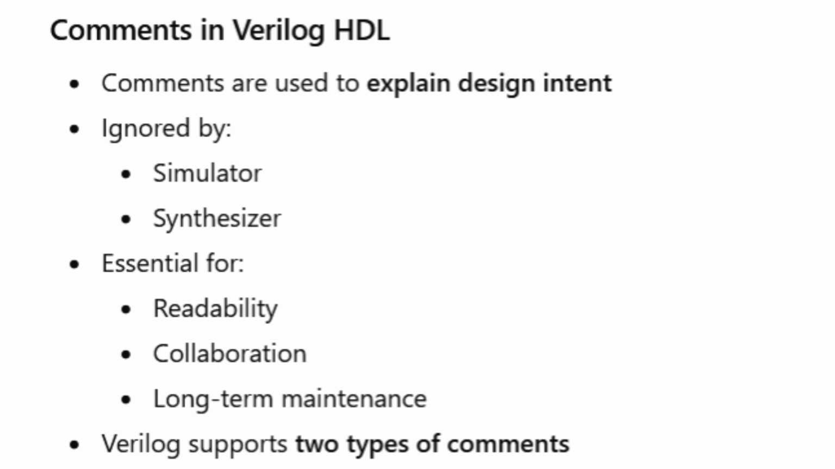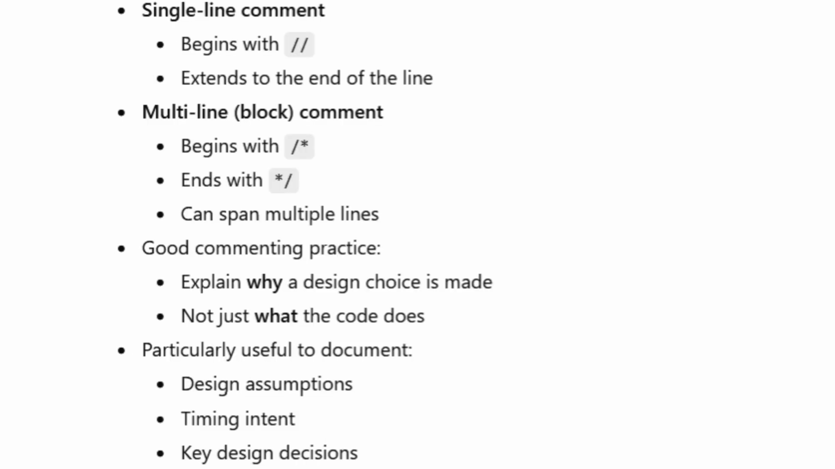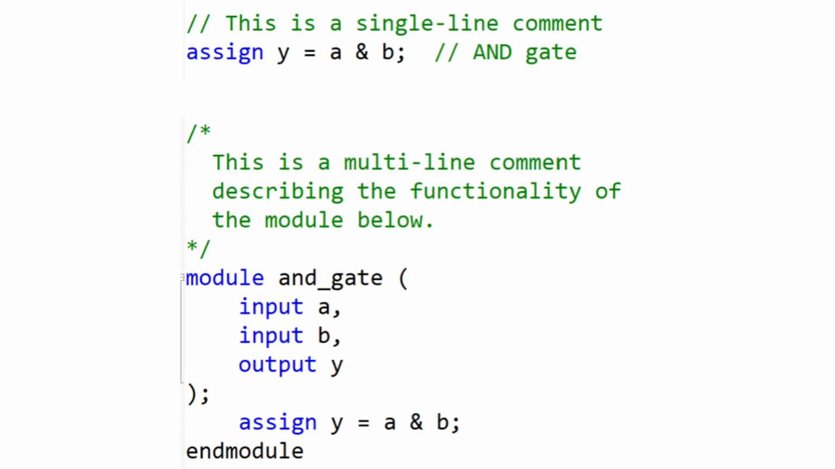Verilog supports two types of comments. The first is the single-line comment, which begins with two forward slashes. Everything after these slashes, until the end of the line, is treated as a comment. Then, the second is the multi-line or block comment, which starts with a slash asterisk and ends with an asterisk slash. This type of comment can span multiple lines. Comments should explain why something is done, not just what is done. In hardware design, comments are particularly useful to explain assumptions, timing intent, and design decisions.